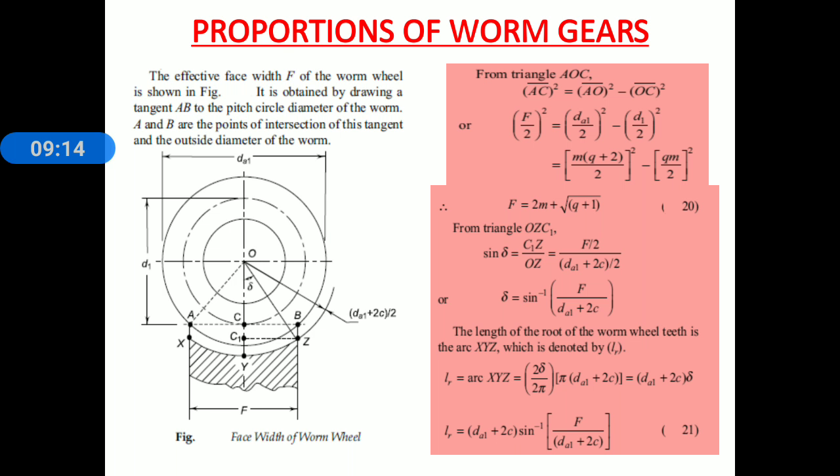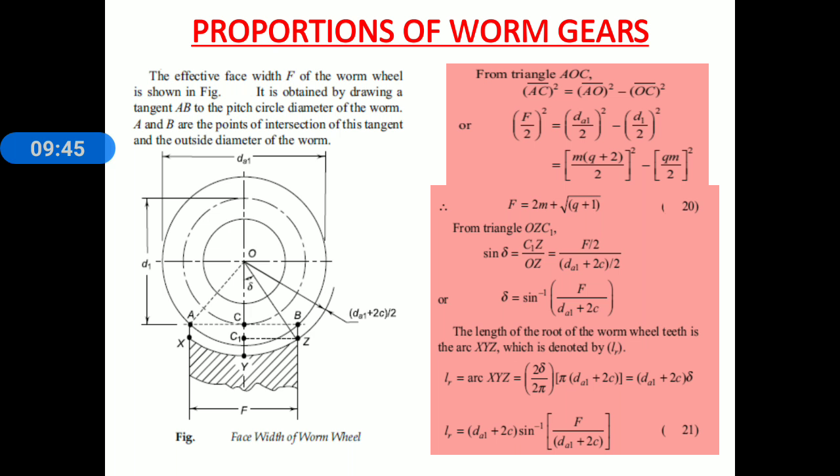Okay. Again, everyone observe the sketch carefully. The effective face width F, capital F, of the worm wheel is shown in figure. It is obtained by drawing a tangent AB to the pitch circle diameter of the worm. A and B are the points of intersection of this tangent and the outside diameter of the worm, that is clearly shown in figure.